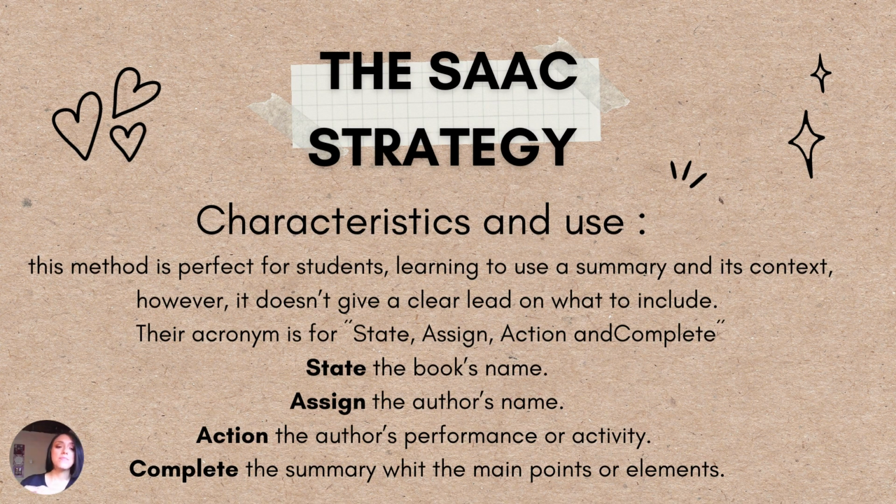The SAAC strategy. This method is perfect for students or learners, EFL learners that are learning to use a summary and its context. However, it is not really helpful when trying to figure out what to add because of the acronym. It just gives us a clue about how we can make up a summary. So the S is for state the book's name, the A is for assign the author's name, the A is for action, the author's performance or activity, and C is to complete the summary with the main points or elements.